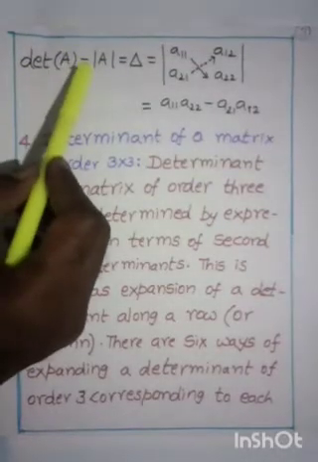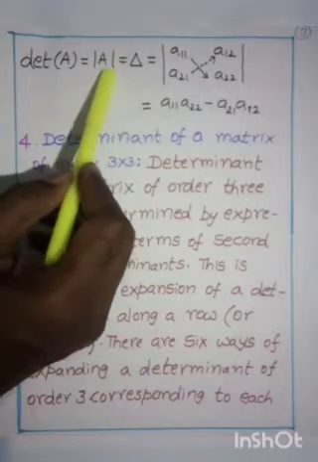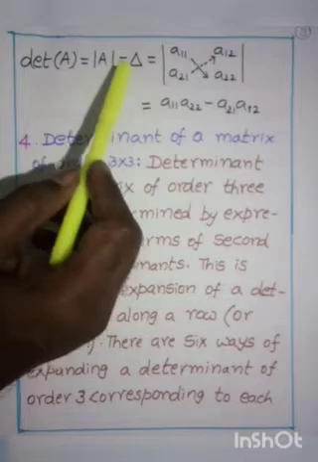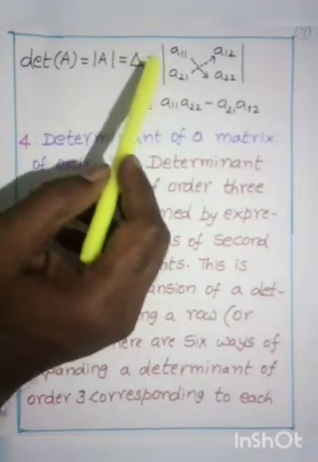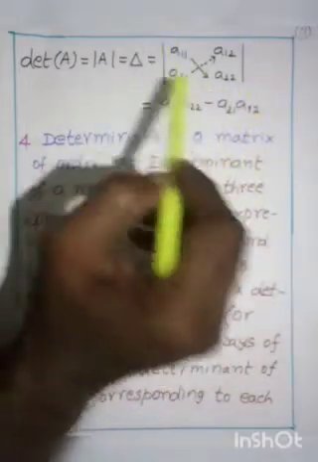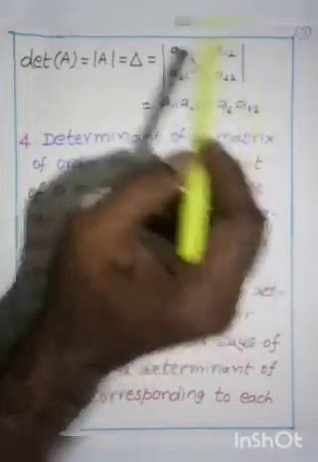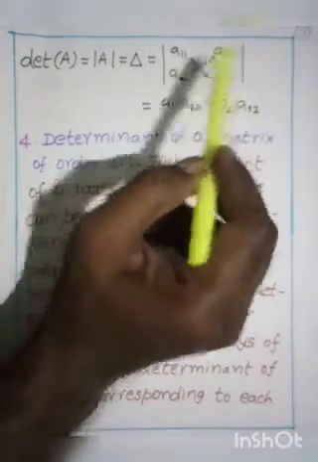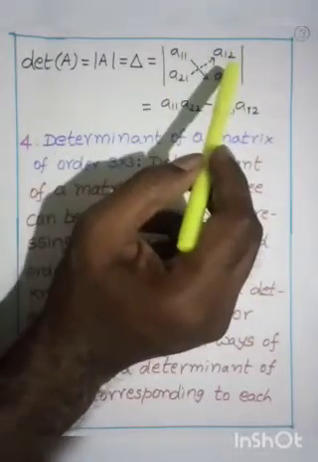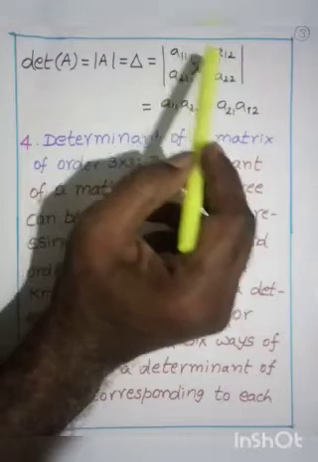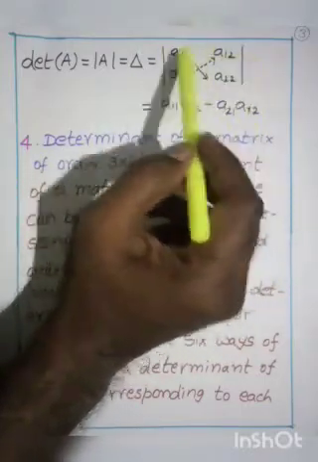det A, which is also written |A|, not modulus A. Remember this point, my dear children. It is equal to delta. This also denotes the determinant of the matrix, det A, and this is not modulus. It is the determinant with rows A11, A12 and A21, A22. This symbol denotes not a matrix but the determinant of this square matrix.